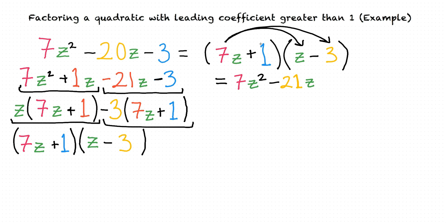Next I'll multiply this 1, the second term in our first parentheses, times the first term in the second parentheses. 1 times z is plus 1z. And finally I'll multiply the second term in our first parentheses times the second term in our second parentheses. That gives me 1 times minus 3, which is minus 3. This minus 21z and the 1z are like terms because they both have the same variable raised to the same power. So I can combine minus 21z plus 1z into minus 20z.